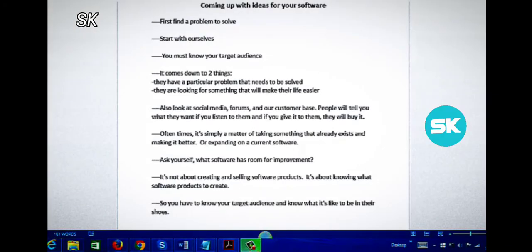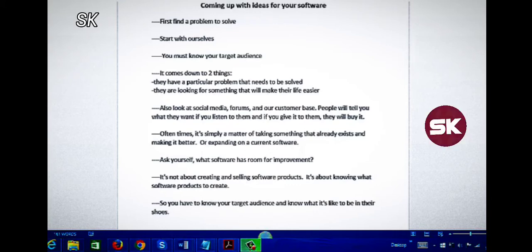Coming up with ideas for your software. Before you create a software product, you need to know what it's going to bring to the table. You need to know what problems it's going to solve, because that's what software tools do: they solve problems or potential problems. So first, let's start with ourselves. Do you have a problem in your business or personal life that can be solved with a software tool? Because let's face it, if you have a problem, I'm pretty sure there are other people out there with similar problems. Your problem is not unique to yourself.